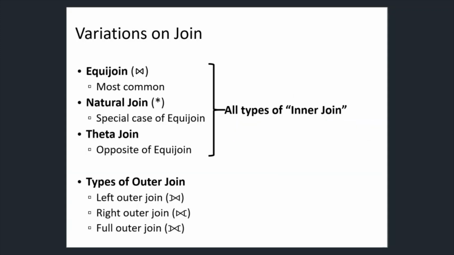Okay, so now that we have the basic idea of what a join is, we're going to look at some variations on join. There are several types of join. There are equijoins, natural joins, and theta joins, which are all types of inner joins. And then there are outer joins: left outer joins, right outer joins, and a full outer join. We're going to look at examples for each of these in the upcoming slides.